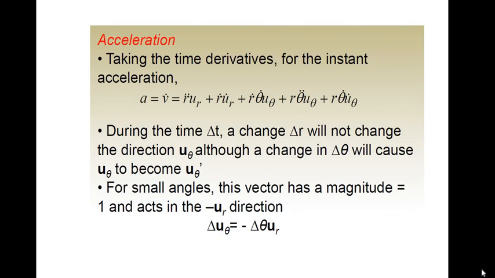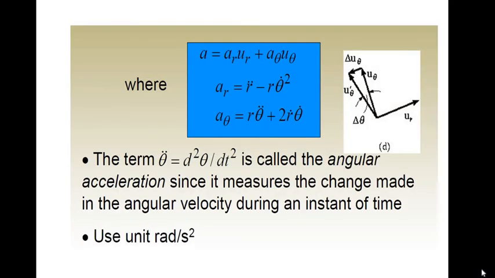Now acceleration. Taking the time derivative for the instantaneous acceleration, a is equal to v dot. During the time del t, a change del r will not change the direction of u theta, though a change in del theta will cause u theta to become u theta dash. For small angle, this vector has a magnitude equal to 1 and acts in the minus ur direction. Therefore, del u theta is equal to minus del theta ur, where acceleration a is equal to ar times ur plus a theta times u theta, as shown in the figure.